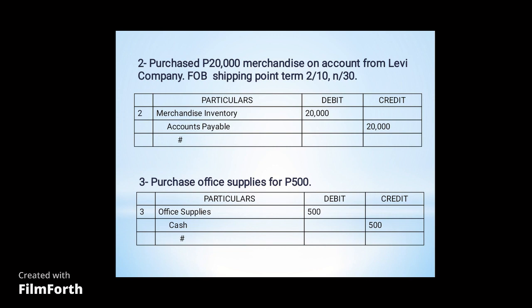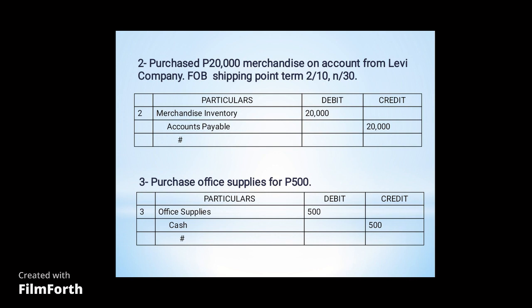June 2, purchased 20,000 merchandise on account from Levi Company. FOB shipping point, term 2/10, n/30. So this term 2/10, n/30 means that if you pay the whole amount within 10 days, you will have a discount of 2%. But for now, just neglect that muna. Just focus on how you will entry this transaction.